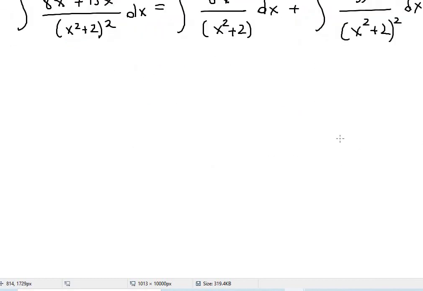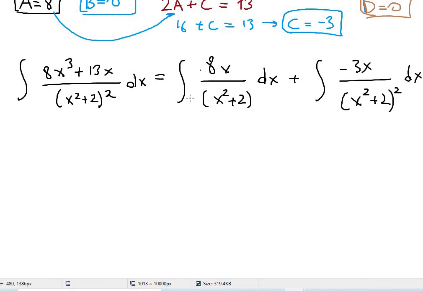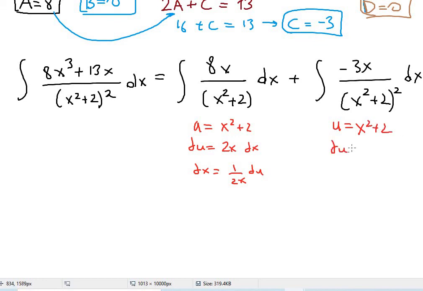Now we know how to integrate each term one by one. Here we're going to use u substitution, and here we're going to use u substitution as well. Here let u be equal to x squared plus 2. Then du will be the derivative of this, 2x dx. And if you solve for dx here, dx will be 1 over 2x du. Let's do the substitution here and then solve all together. Here u is equal to x squared plus 2, and du will be again 2x dx. Likewise, dx will be 1 over 2x du.